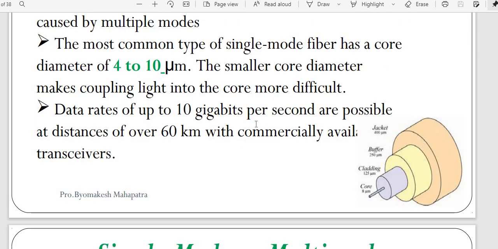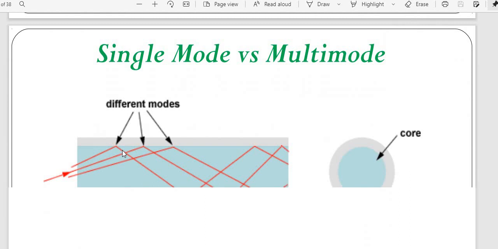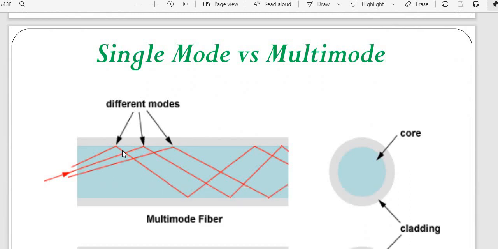Rates up to 10 gigabits per second are allowed to pass through it at a distance of 60 kilometers. Commercially available transceivers, for both transmitting and receiving, allow it.